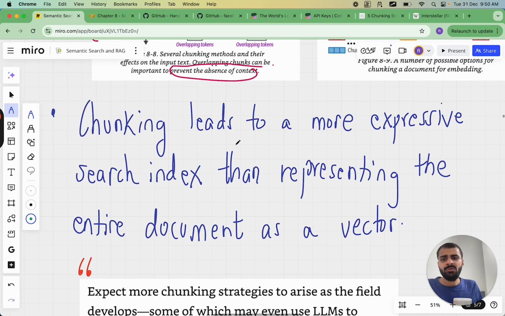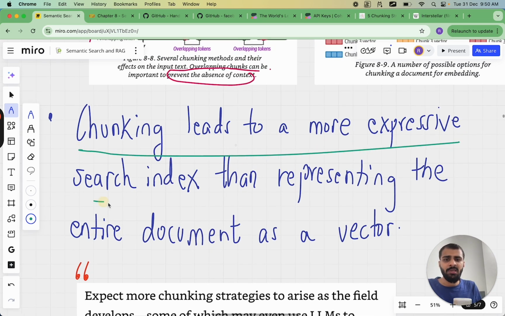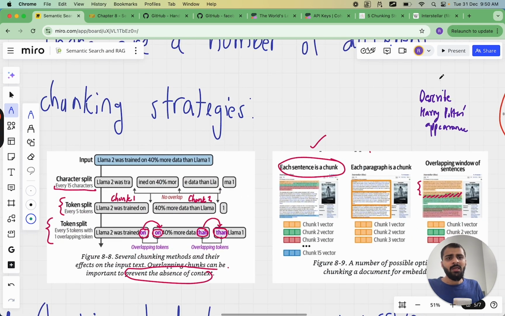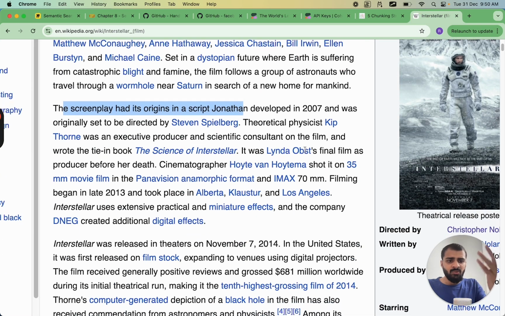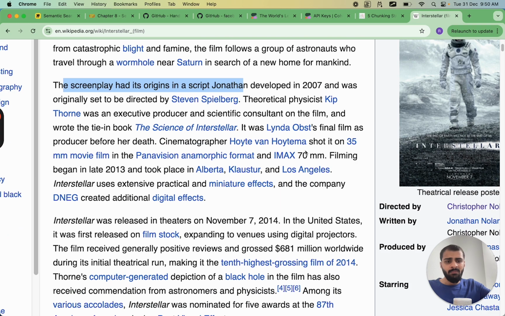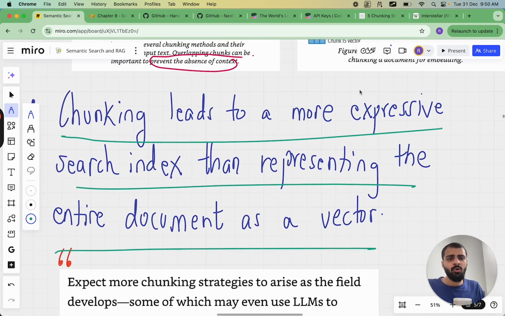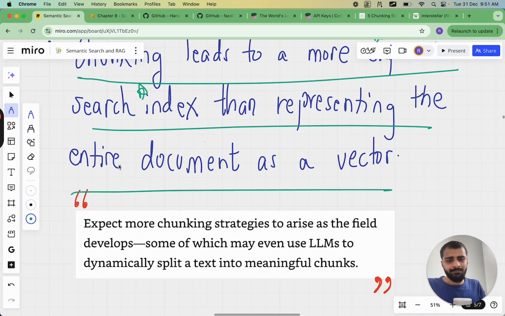So now chunking leads to a more expressive search index than representing the entire document as a vector. This is very important. We cannot represent this entire thing as one vector because we completely lose information. So one way to look at chunking is that it leads to a more expressive search index than representing the entire document as a vector.